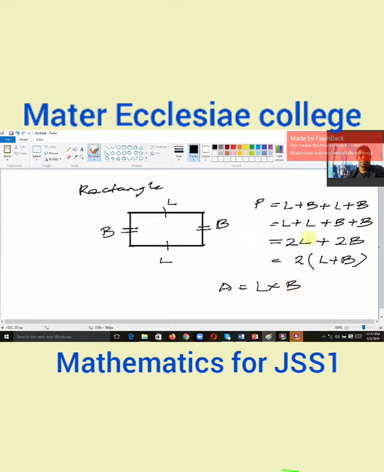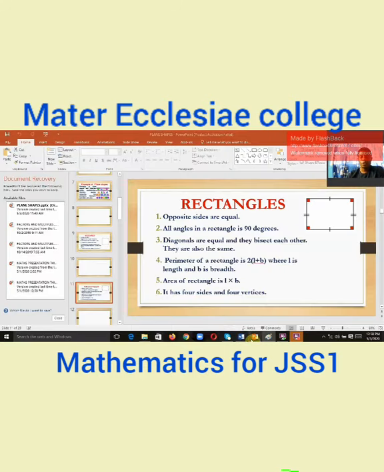So just a recap of what I said earlier. It has 4 sides, 4 vertices. Opposite sides are equal. It has interior angles of 90 degrees each. And then the perimeter is 2 into bracket L plus B, and area is length times breadth, but that is for a rectangle. So we are going to stop here.